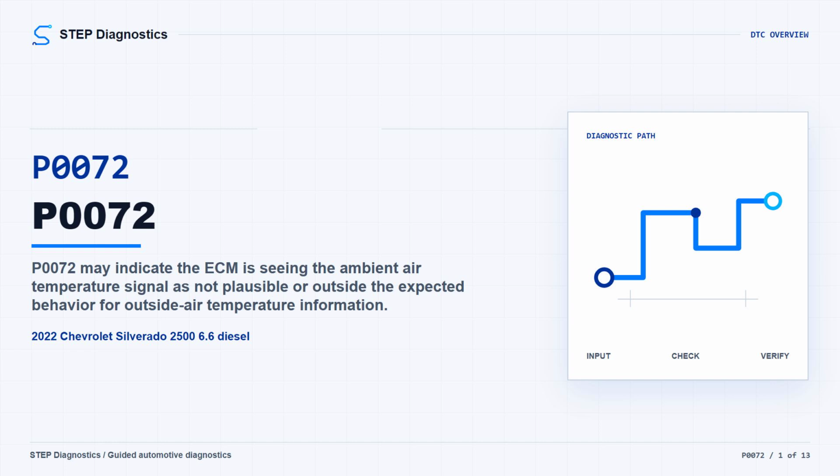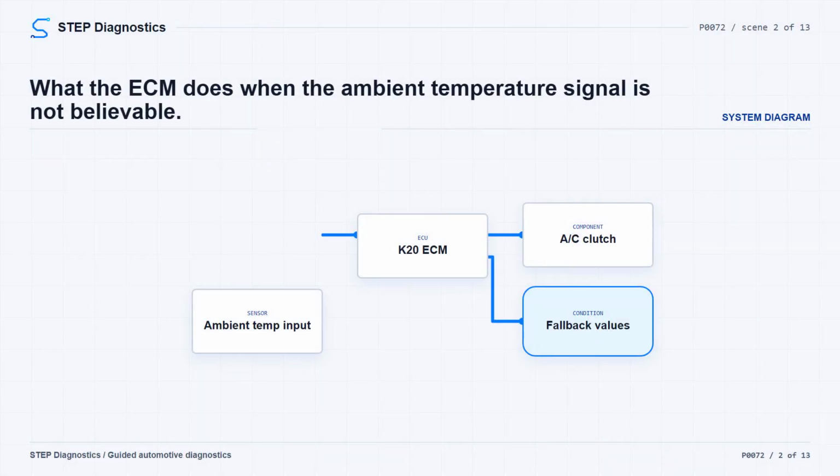The truck may fall back on a default temperature value, AC operation can be affected, and the possible fault areas are the ambient air temperature sensor, the connector, the signal and low reference circuits, or the ECM side of the circuit. Start with the basic system checks before getting into the code path.